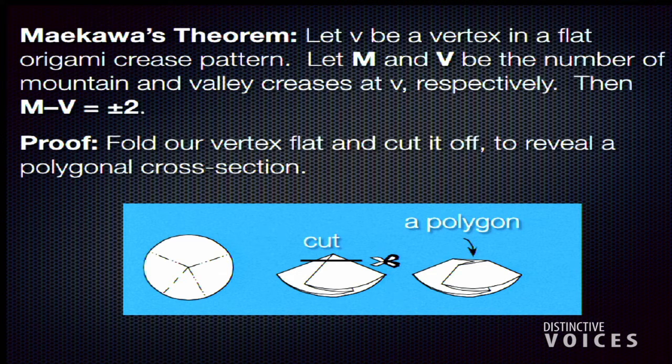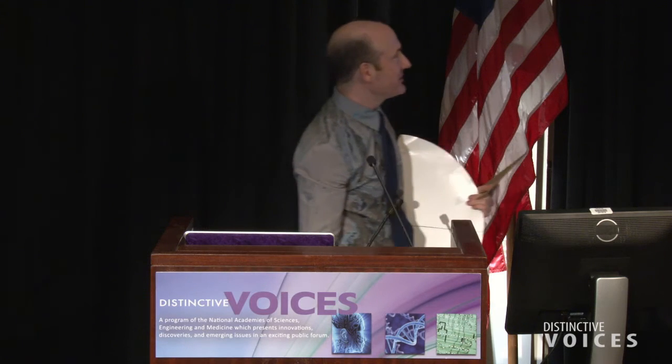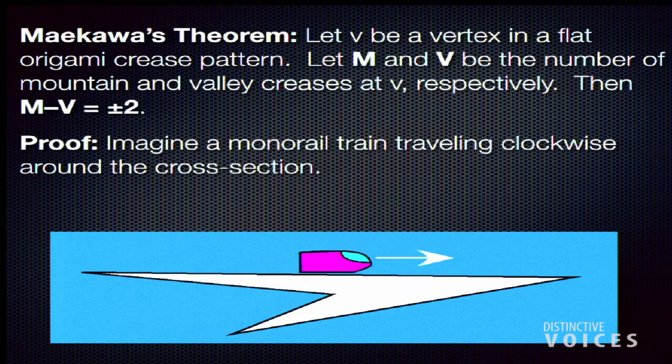And that's going to make some polygon, but it's flat. Okay? Here I made it not look flat so you could actually see something. But I want to investigate that cross-section when you cut your vertex. Okay? Now here's why I like this proof technique. This is called proof by monorail. Okay? This is supposed to be a monorail. It's not a purple finger with teal nail polish. It's a monorail. And monorails go around their tracks.